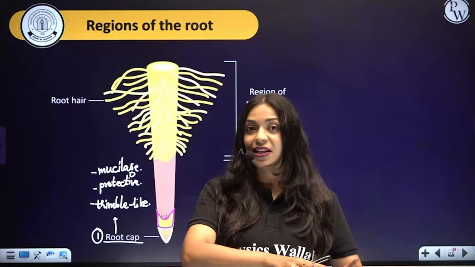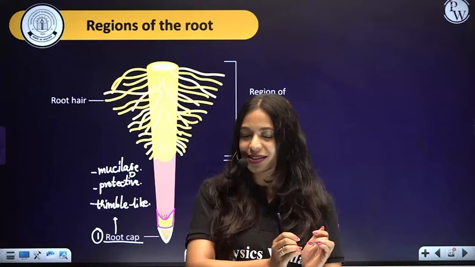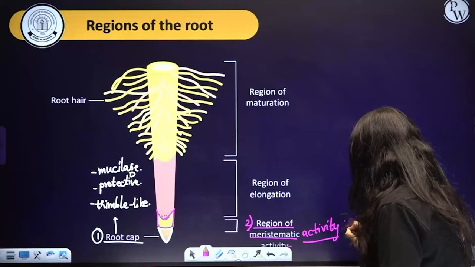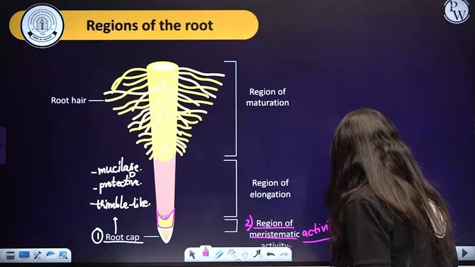Another reason why growth can be observed is when the cells increase in size. There were 100 smaller size cells, each cell has accumulated more cytoplasm and grown bigger in size, then that also contributes to growth. Here, this region of meristematic activity will have very small cells with dense cytoplasm and a very prominent nucleus. And over here, you can see that the cells are very actively dividing.